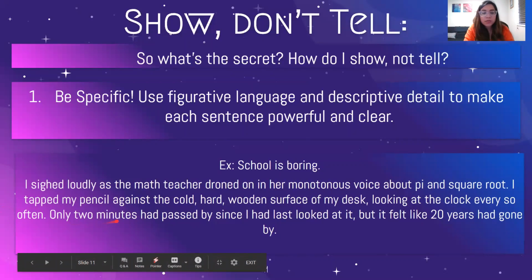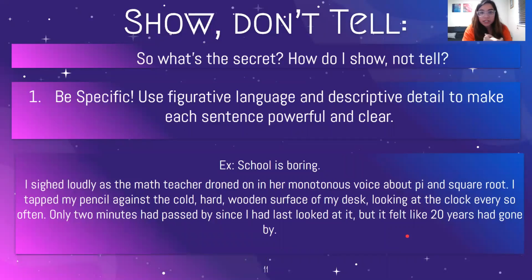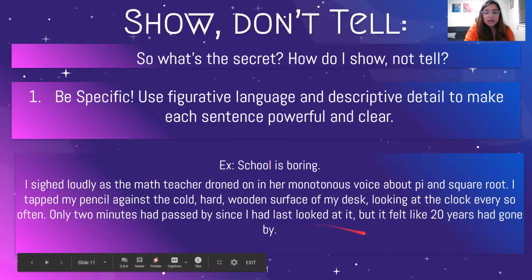So I'm using only 2 minutes had passed by since I had last looked at the clock, but it felt like 20 years had gone by. So it felt like 20 years had gone by is hyperbole. It's an exaggeration because 20 years cannot go by in the span of 2 minutes, right? I'm exaggerating how much time it felt like to me. And I'm also comparing using like or as, so using the word like, I'm comparing the reality of the situation to my feelings. So the reality is that 2 minutes had gone by, but my feelings is that 20 years had gone by. So I'm using simile, hyperbole, and imagery all in a span of 3 sentences.